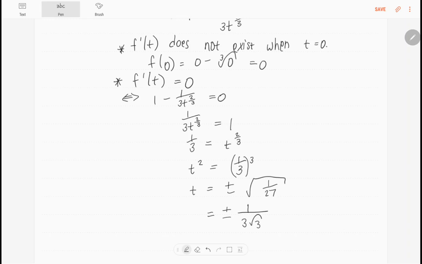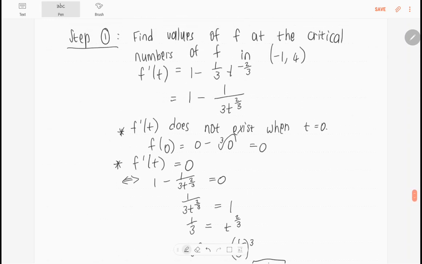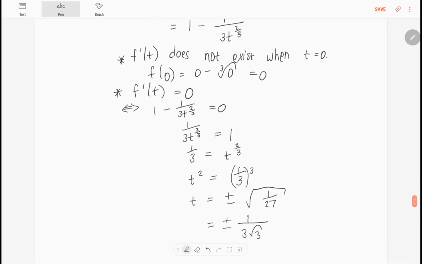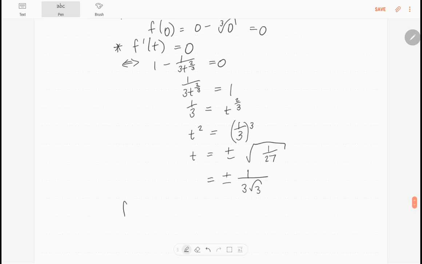So I'm done with the first part of the problem. So now I've found where my derivative equals 0. What I want to do now is find the function value at those values. So I want to find f at minus 1 over 3 root 3. And let me just write down the function here again. F of t equals t minus the cube root of t.